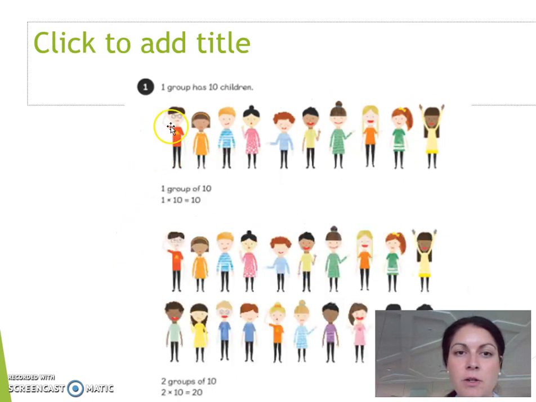So in here, see here, one group has 10 children. One group of 10, 1 multiplied by 10 is equal to 10. Then we have 2 groups of 10, just below here. 2 multiplied by 10 equals 20.